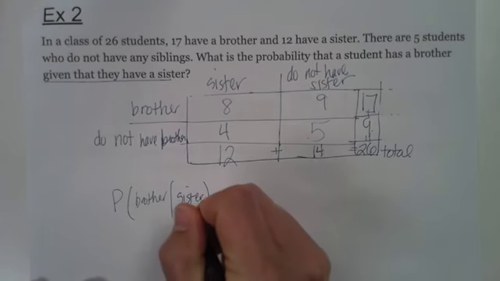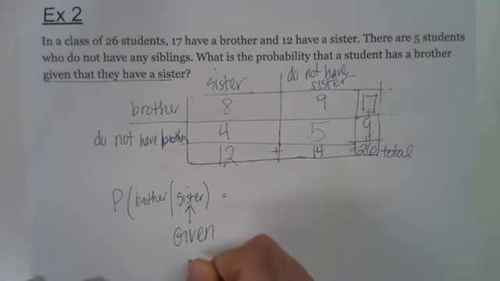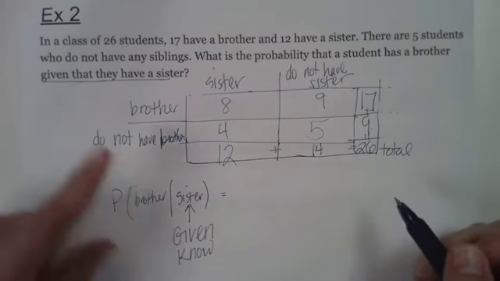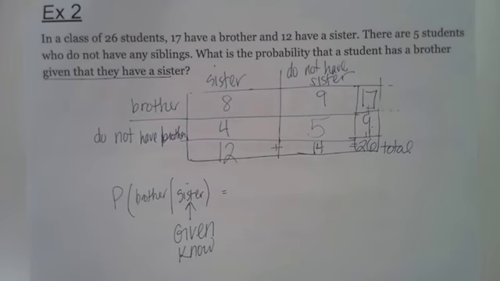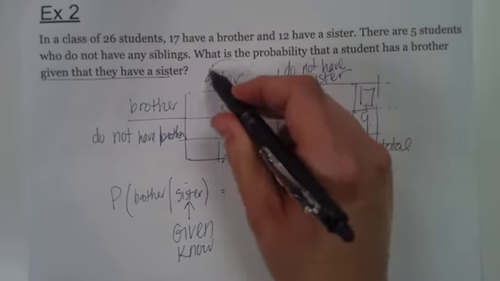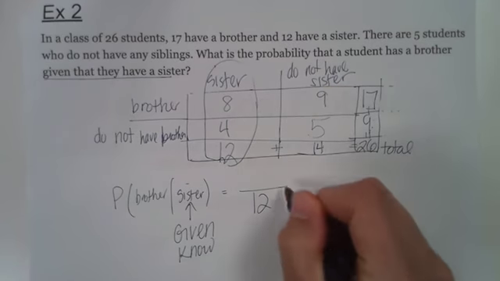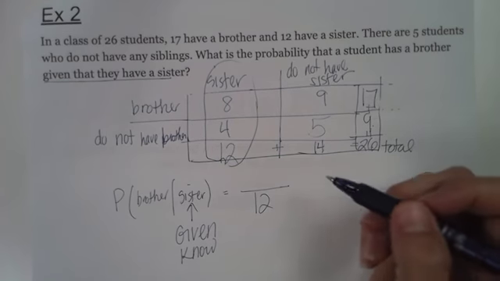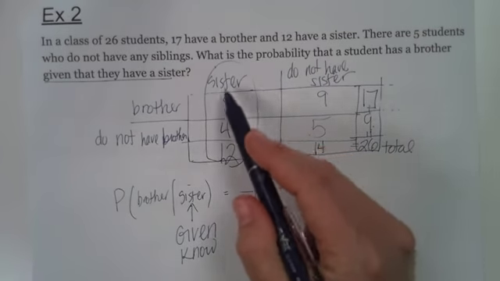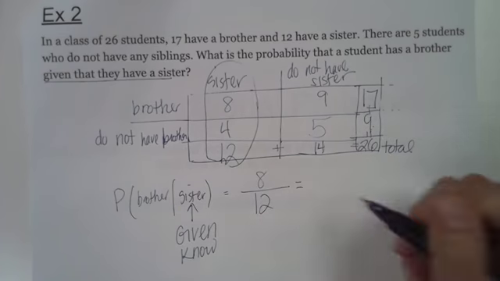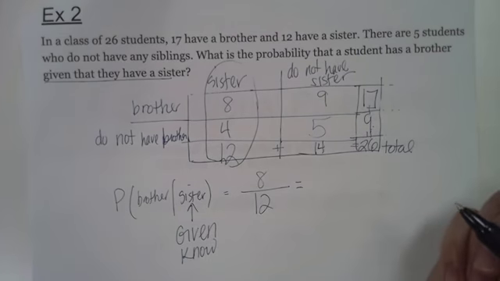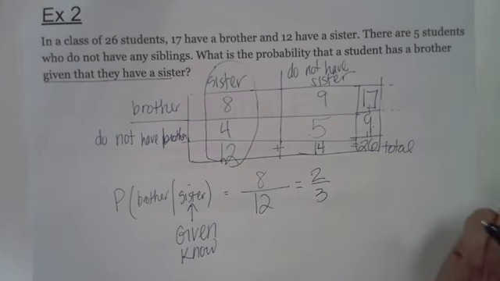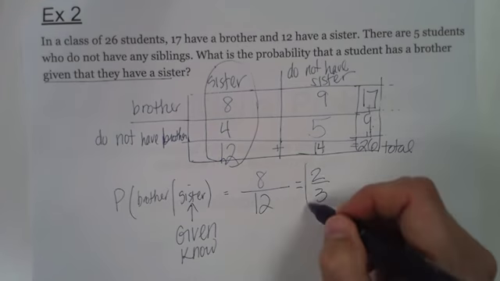All right, we are given, we already know that our group that we're looking at has a sister. So how many have a sister? Yep, there's our sister column. There are 12 that we're looking at. And how many of those have a brother? 8 have a brother. In just that select group of 12, 8 of them have a brother, which reduces to 2/3. Yeah, divide by 4, top and bottom. And that's it, ladies and gentlemen.